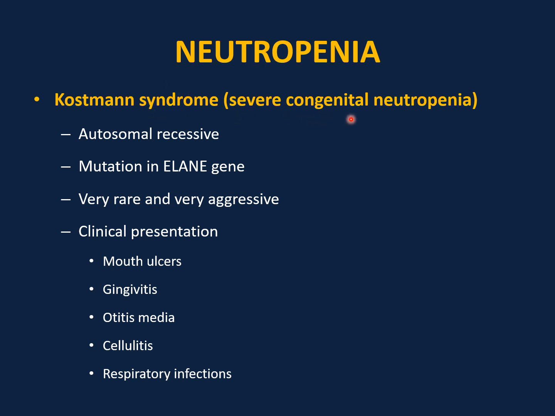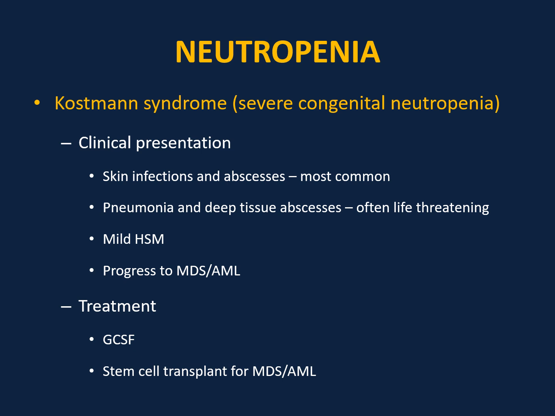Kostmann syndrome, or severe congenital neutropenia. This is autosomal recessive because of mutation in the neutrophil elastase gene. It is very rare. It is very aggressive. Clinical presentation: mouth ulcers, gingivitis, otitis media, cellulitis, respiratory infections. Also can present with skin infections and abscesses. This is the most common presentation. Pneumonia, deep tissue infections, and often life-threatening. Mild hepatosplenomegaly. It may progress to myelodysplastic syndrome or leukemia. Treatment is granulocyte colony stimulating factor, and stem cell transplant for cases of leukemia.